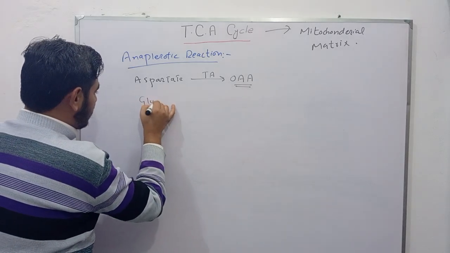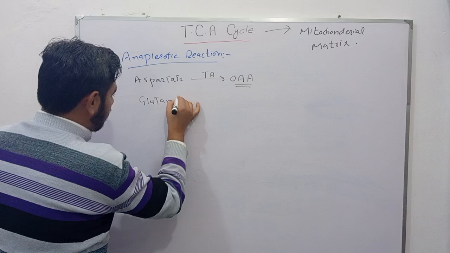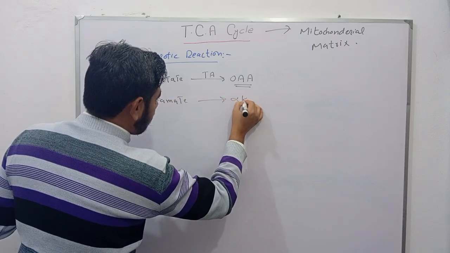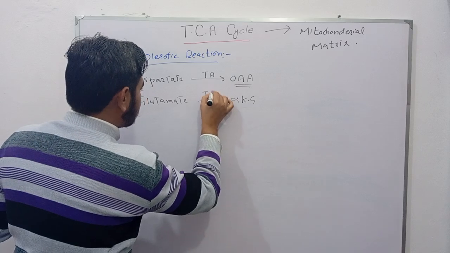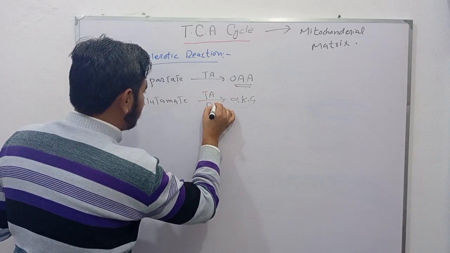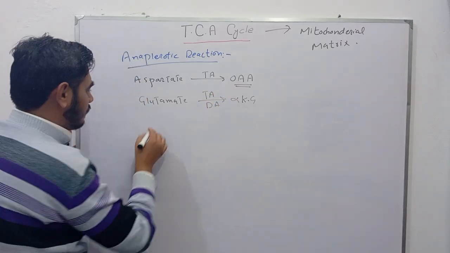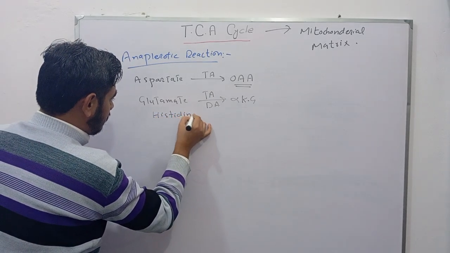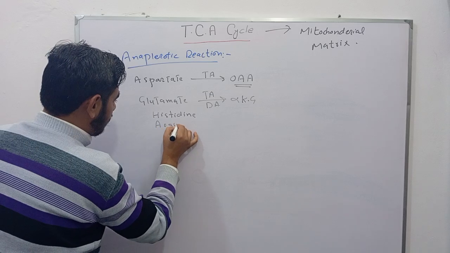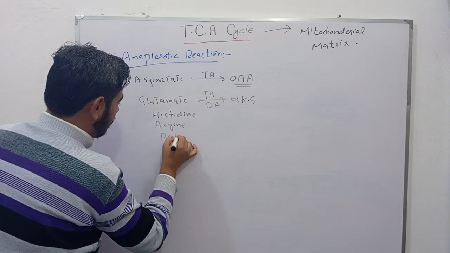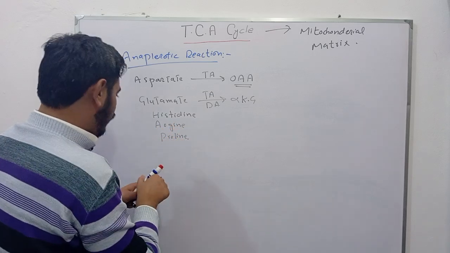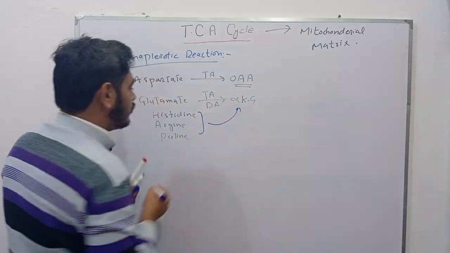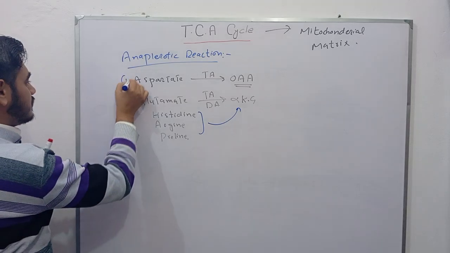This glutamate forms alpha ketoglutarate by action of transamination reaction and deamination reaction, and also histidine, arginine and proline, they also form alpha ketoglutarate. This is the first one.